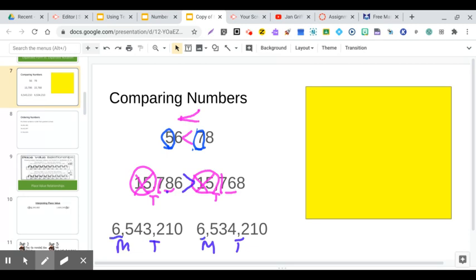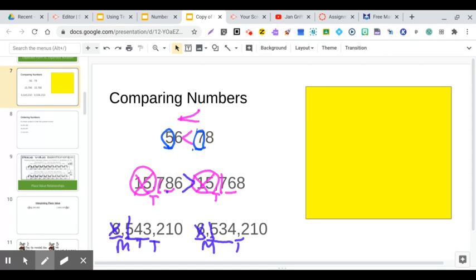So in front of the comma, we have a 6. They're the same. Cross them out. Don't care. Now we have 543 and 534. That's all I'm looking at. So 5 is the same as 5. Cross it out. Cross it out.